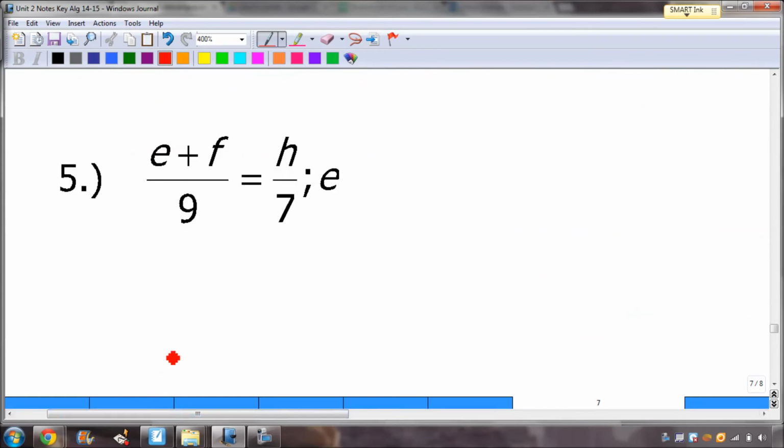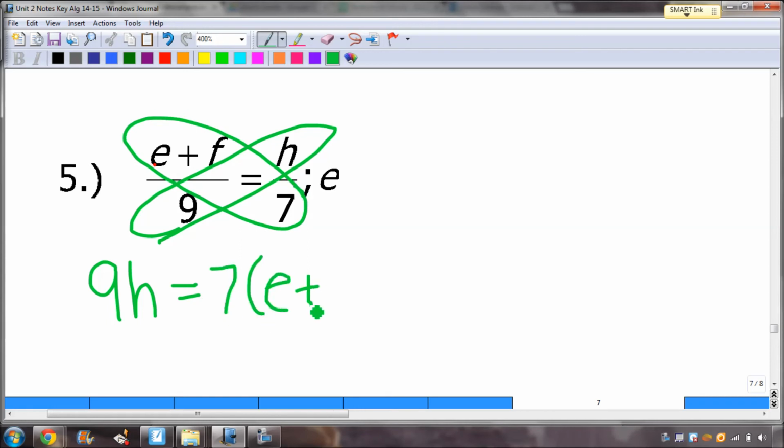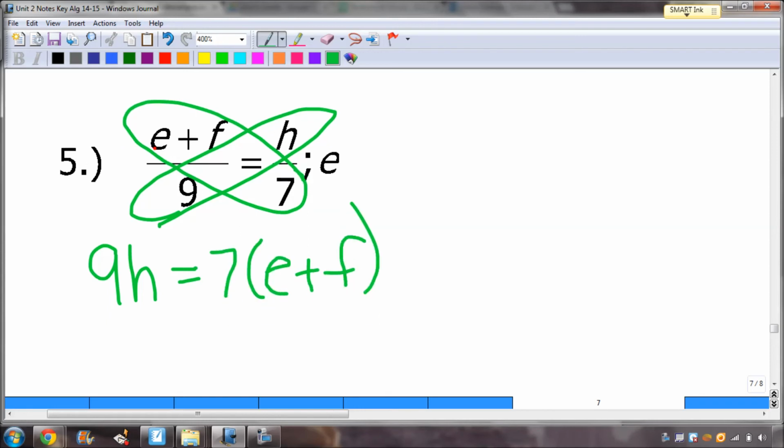In number 5, this is a little tricky. So I want to get the e by itself, but the e is in a fraction, and all of these numbers are fractions right here. But it's really technically a proportion, so I can just cross multiply. So 9 times h is easy, that's 9h, okay? But then 7 times e plus f, you have to be really careful about how you write this out. It's 7 times the entire e plus f, so you must distribute here, okay?